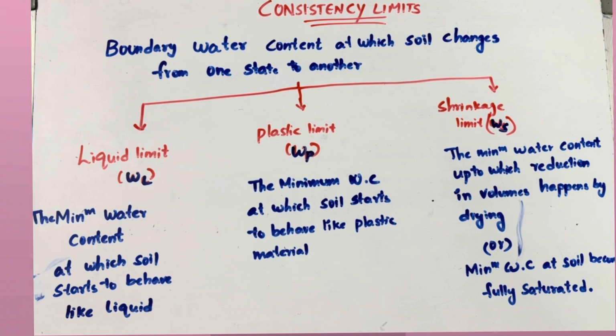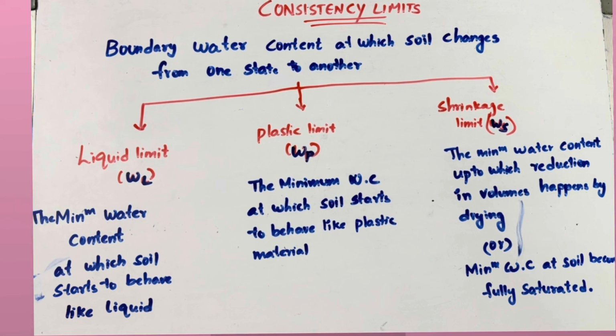Coming to the shrinkage limit, it is the boundary water content at which the soil changes from solid to semi solid state, or vice versa. Soil changes from solid to semi solid state and semi solid to solid state; both are called the shrinkage limit. Or the simpler definition is the minimum water content at which soil becomes fully saturated. So beyond this limit we cannot add more water, right? If we add, no difference will be observed. The minimum water content up to which reduction in volume appears by drying is called the shrinkage limit.